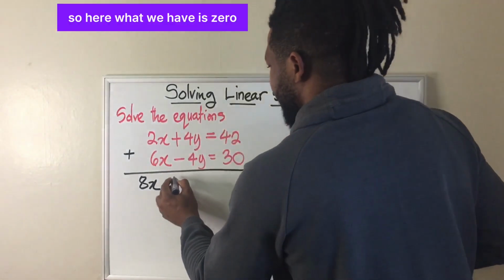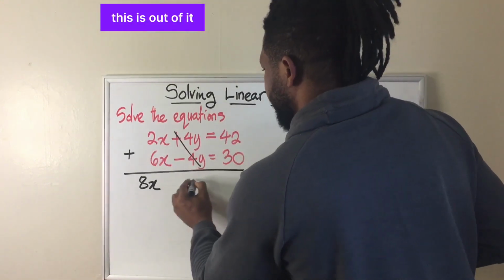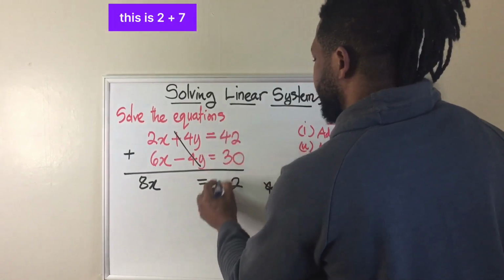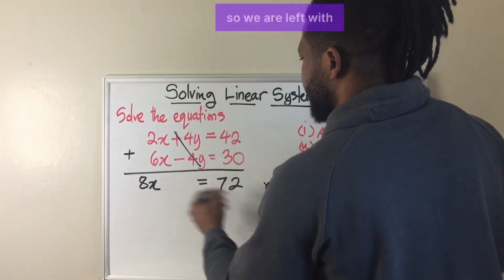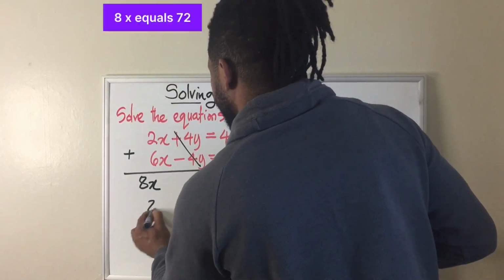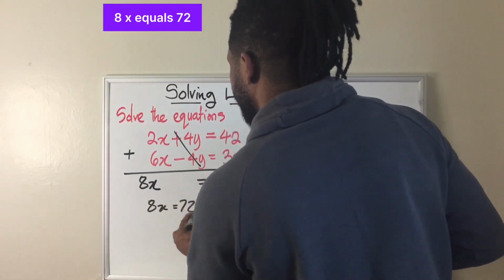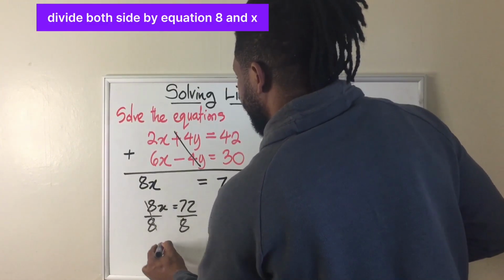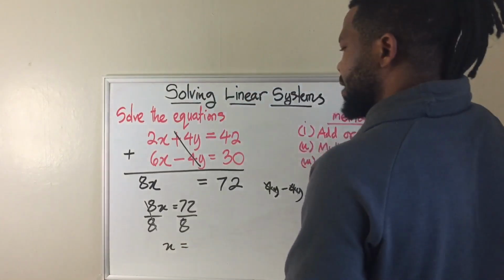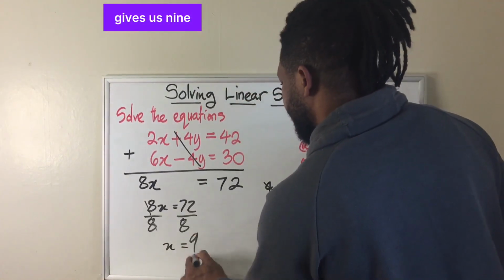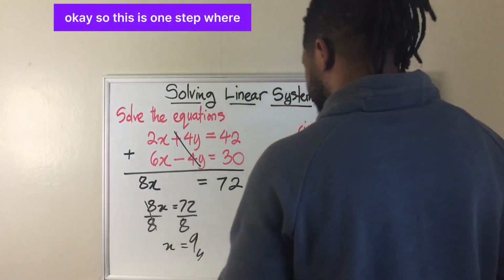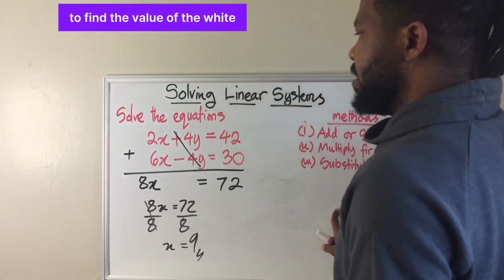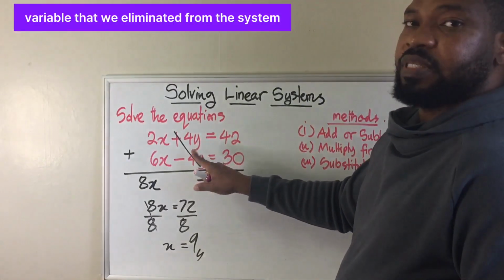So here, what we have is 0. This is out of it, and we have equals to. We add up what we have here: this is 42 plus 30. So we are left with 8x equals 72. Divide both sides by the coefficient 8, and x certainly gives us 9.